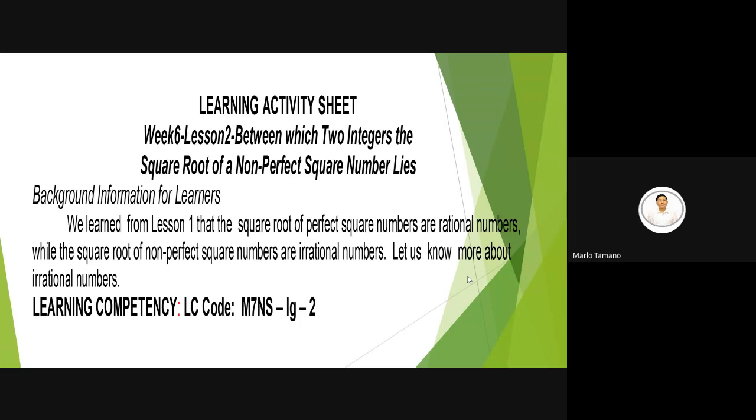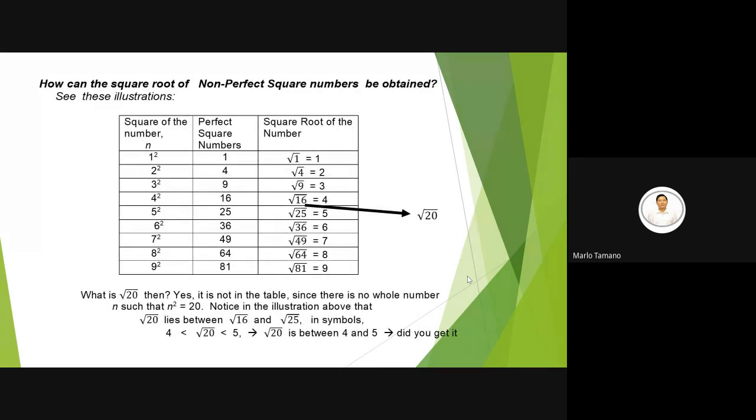numbers are rational numbers, while the square root of non-perfect square numbers are irrational numbers. Let us know more about irrational numbers. Alamin po natin, mas laliman pa natin ang ating kaalaman tungkol sa irrational. Alam ba ninyo na ang irrational numbers ay pwede rin pong kunin or i-estimate sa pamamagitan ng dalawang perfect square numbers na nasa pagitan nito?